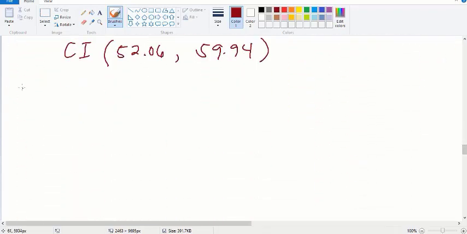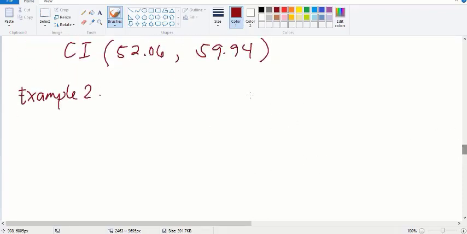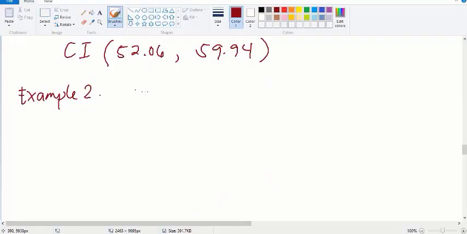How about example number 2? Let's go back and check if we are right, since I may have solved it wrongly. So, 52.06 and 59.94. Okay, so that is correct.